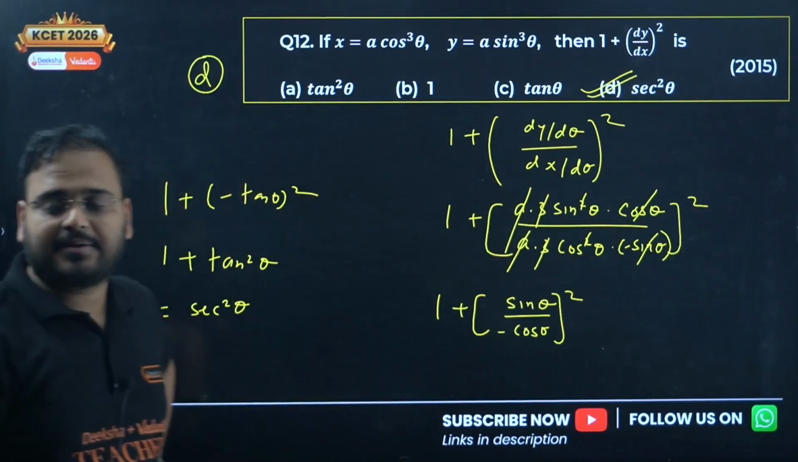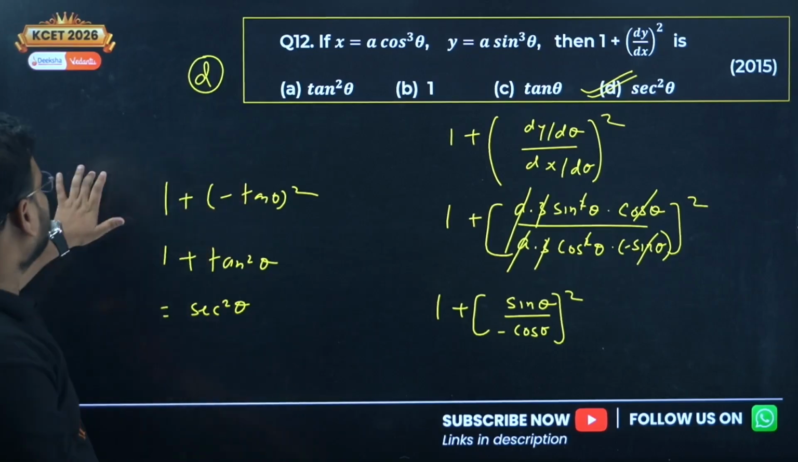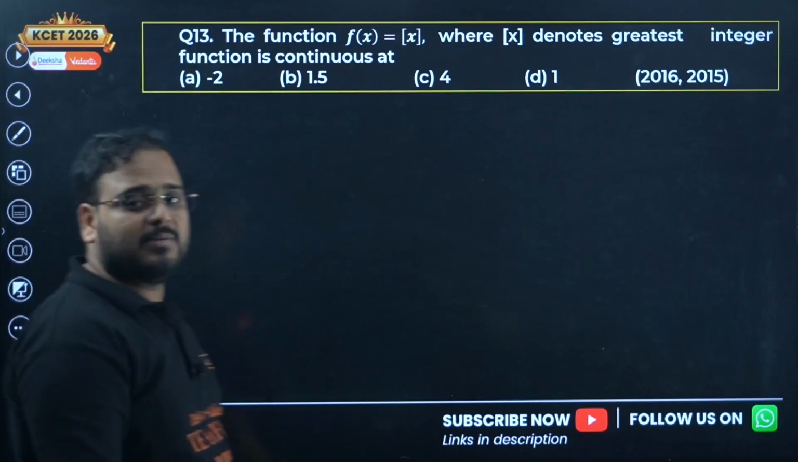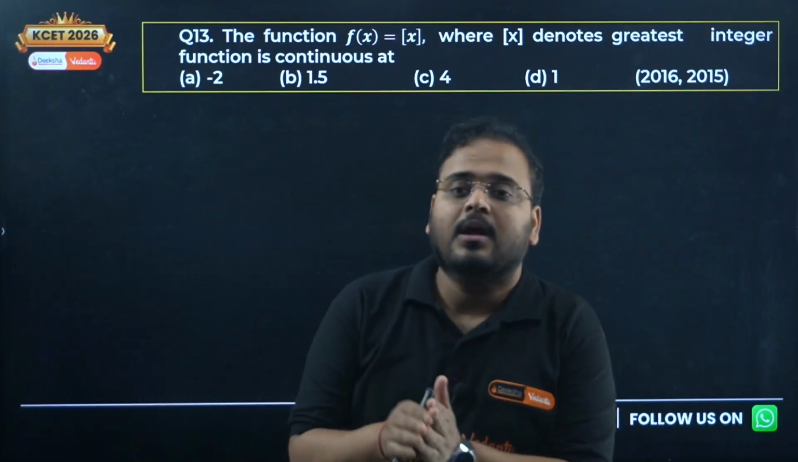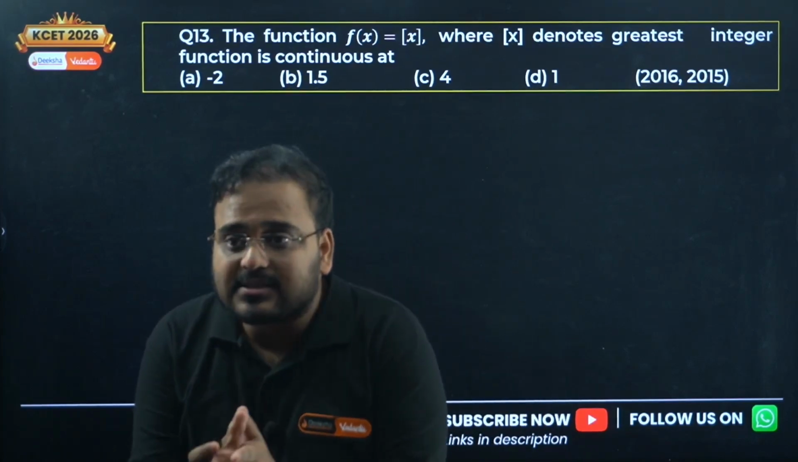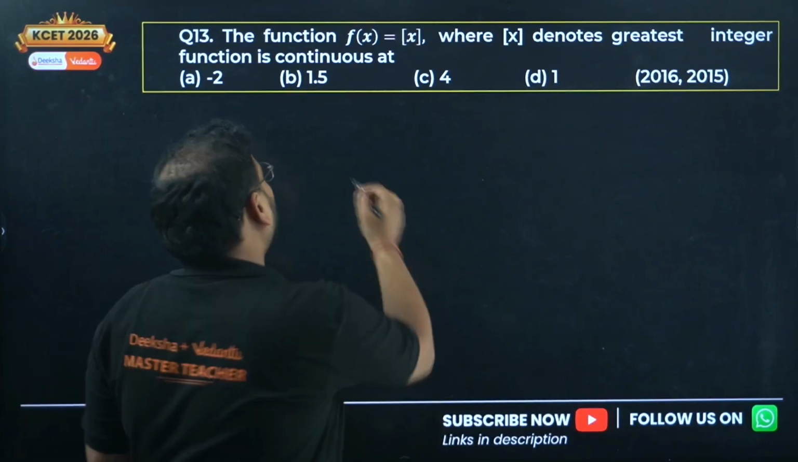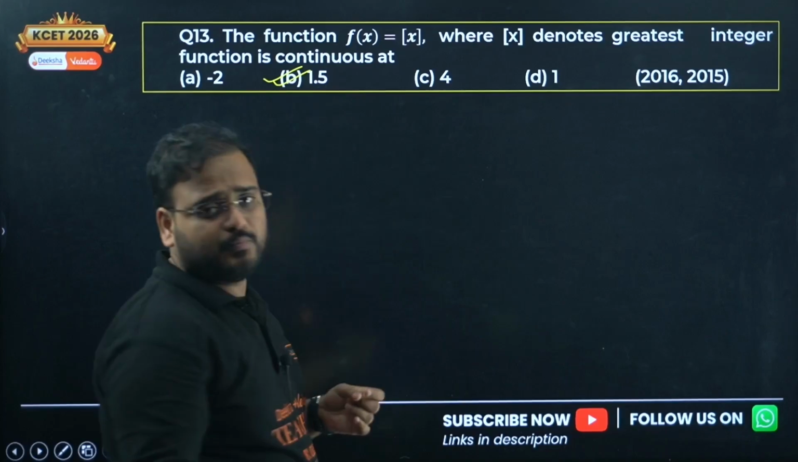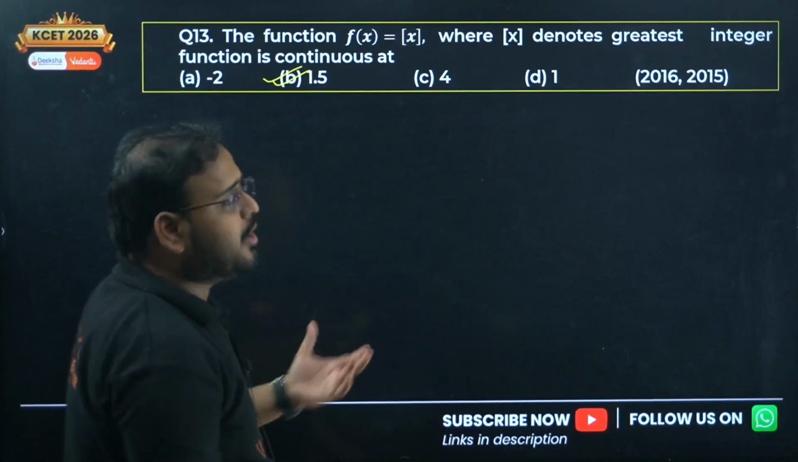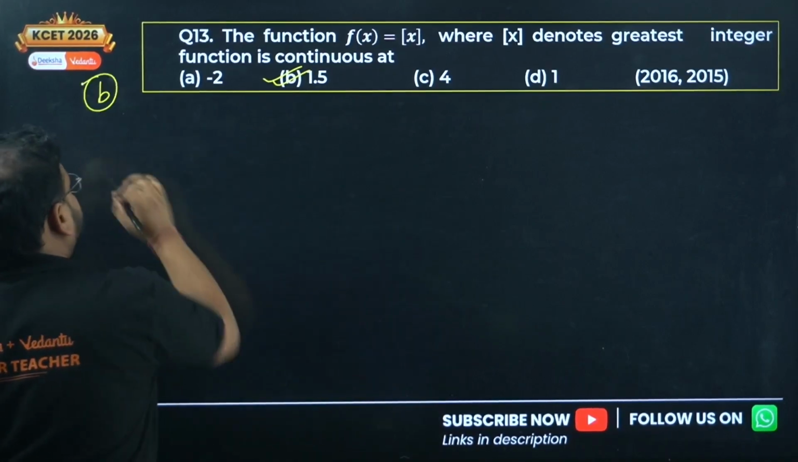Option D is correct. Simple problem. Parametric form application. Question number 13 now. The function f(x) is given as [x], the greatest integer function, and is continuous at only non-integral values. The given function is continuous at only non-integral values, so option B.